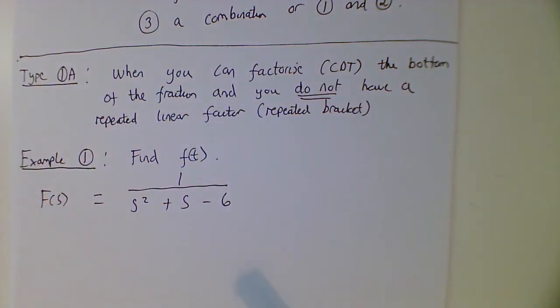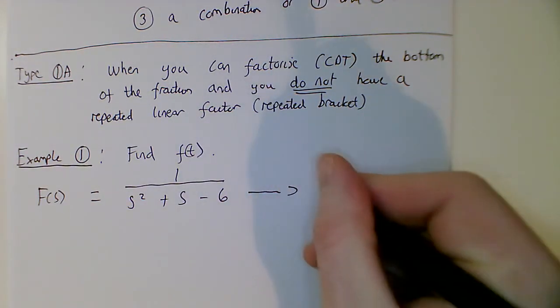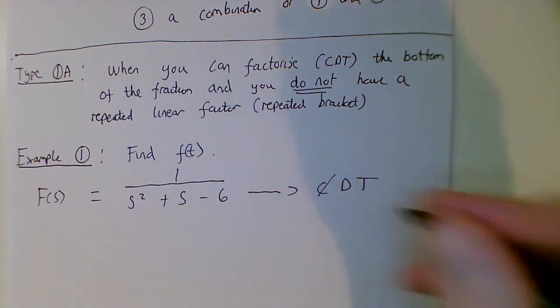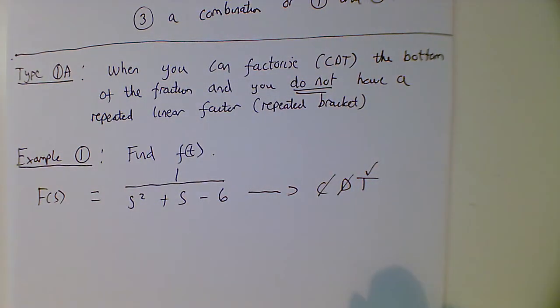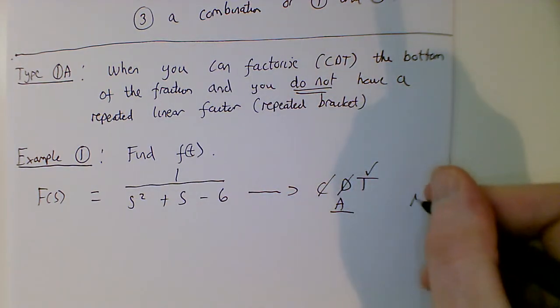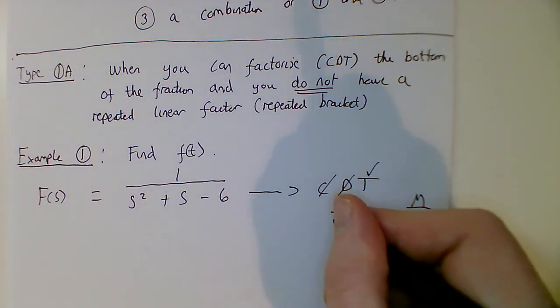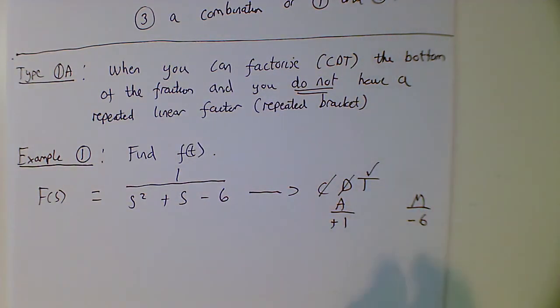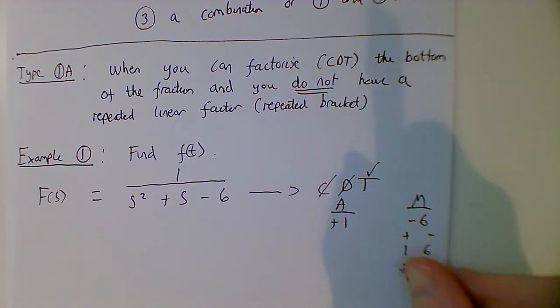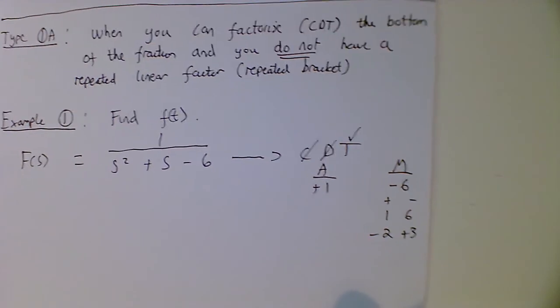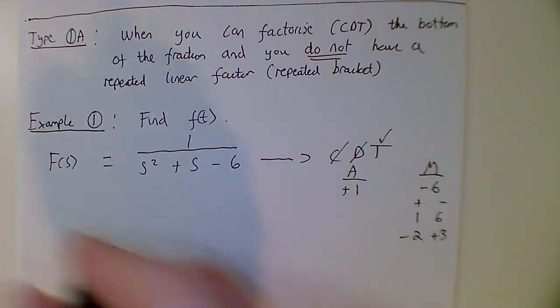But I look at the bottom and try to factorise using CDT. Is there a common factor there? Nope. Is it a difference of 2 squares? Nope. It must be a trinomial. So I want to find numbers that add and multiply. We've done this all the way through maths. I'm adding to make positive 1 and multiplying to make negative 6. So one's positive and one's negative. It's either 1 times 6 or 2 times 3, so it must be negative 2 and plus 3. I'm hoping by now you can do that type of factorising without having to do all that working.